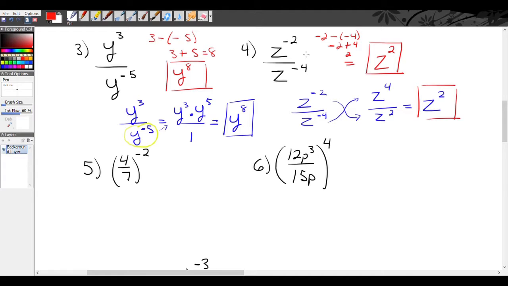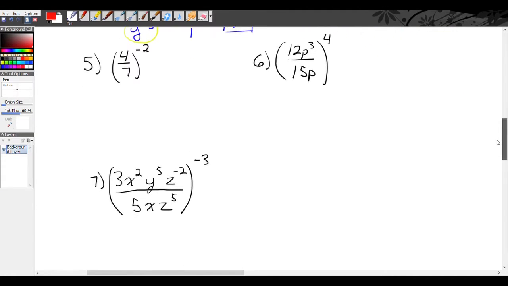I tend to like the first version because to me it's less work. But if you struggle with the double negatives and the switching places makes more sense to you, by all means, go ahead and do it that way. All right, 3 more examples.